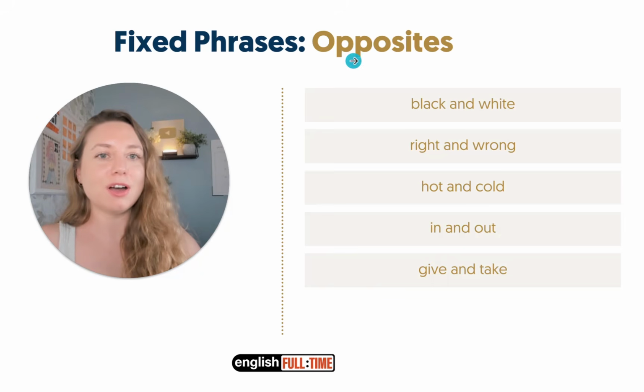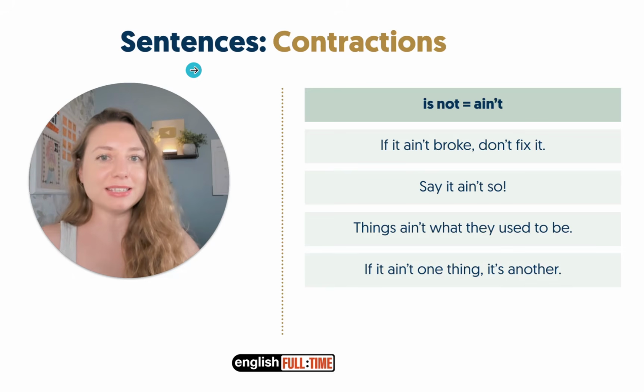Fixed phrases, opposites. Black and white, right and wrong, hot and cold, in and out, give and take. Again, black and white, right and wrong, hot and cold, in and out, give and take. And finally, sentences, contractions. Is not becomes ain't. If it ain't broke, don't fix it. Say it ain't so. Things ain't what they used to be. If it ain't one thing, it's another.